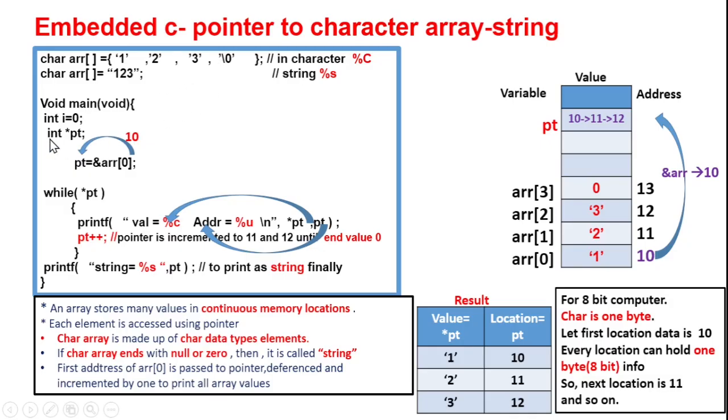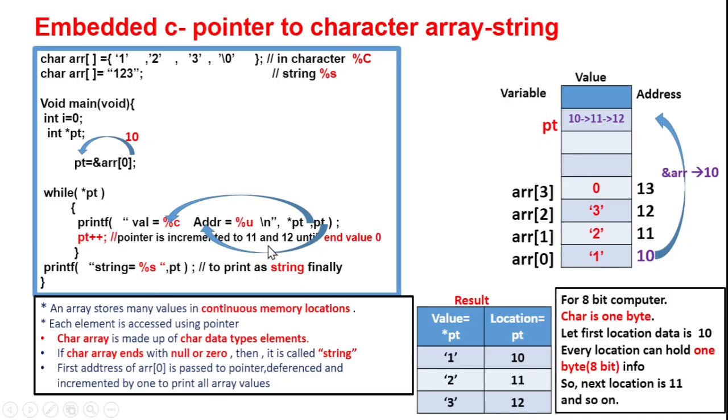So we are creating another character, sorry, char star pt. Okay, now what happens, the address of array of 0 will be stored in pt. So the 10 will be stored over here. Okay, so at 10 what is there? Star pt is nothing but 1. So the while loop will work. What is star pt? Star pt is 1. What is the address? 10 will be printed.